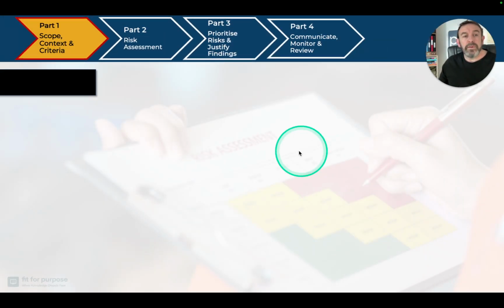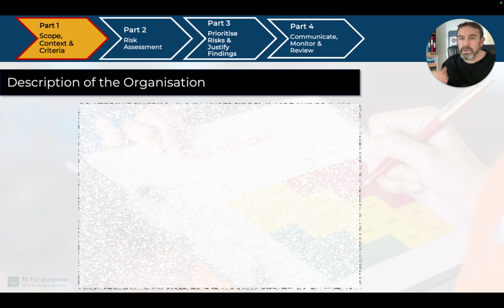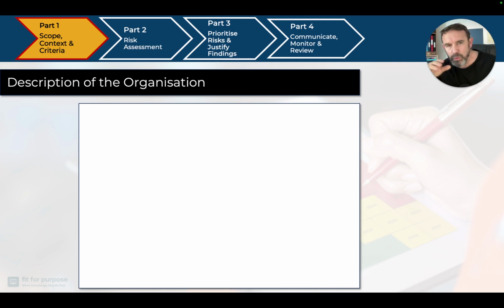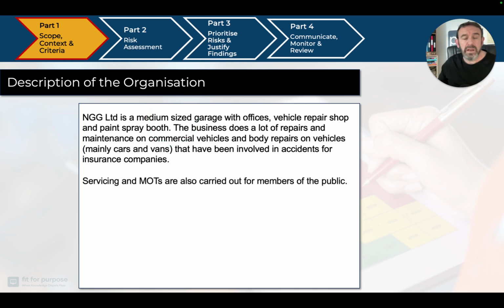So scope, part one, I should say. I call it scope, context and criteria. Why? Because I take that from the risk management process. I see this whole thing as a process, not just the risk assessment. If we look at the NEBOSH methodology, this helps us. This is really good. I do like this.